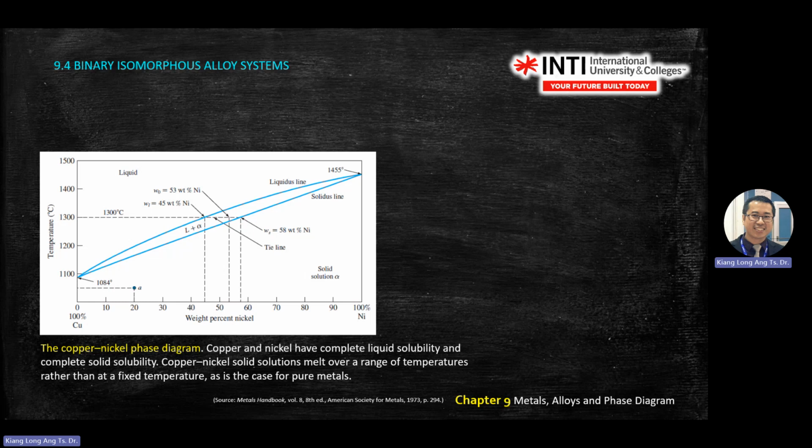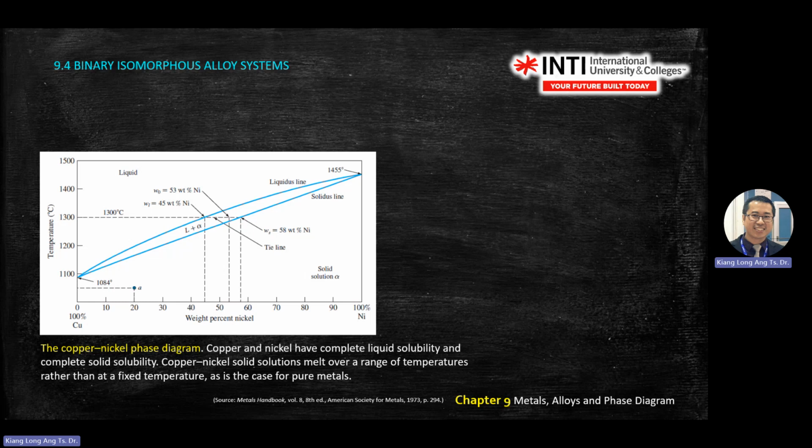Okay, so this one, you will see the solidus line. Solidus line means that if you walk on this line, you will see two phases beside you. One on the left is liquid plus alpha. The one on the right is solid alpha. But if you walk on the solidus line, you only see solid. You will become solid, right? 0% liquid.